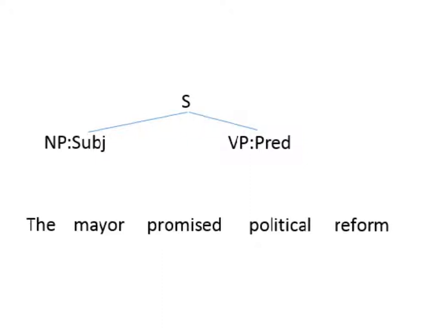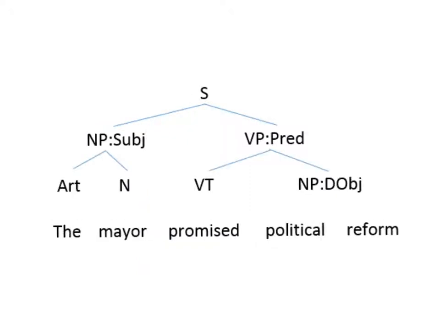I've chosen a very simple sentence. The mayor promised political reform. And as I did before, I'm separating the noun phrase subject, the mayor, from the verb phrase predicate, promised political reform. Now I'm going to go down another level to show the next little bit. So from there, I've broken the noun phrase subject into two parts, the article the and the noun mayor. The two of them together form a constituent, which is the noun phrase subject.